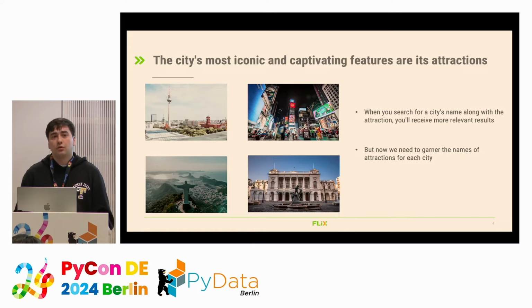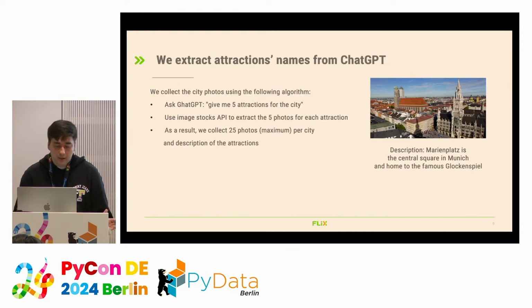But now we need to get the names of attractions for each city. This is actually much more straightforward. You can just use ChatGPT or any LLM. Just ask ChatGPT, give me 5 attractions for a city, and go to the image stock API. In our case, we extract 5 photos for each attraction. As a result, in the best case scenario, we collect 25 photos plus a description of the attraction.